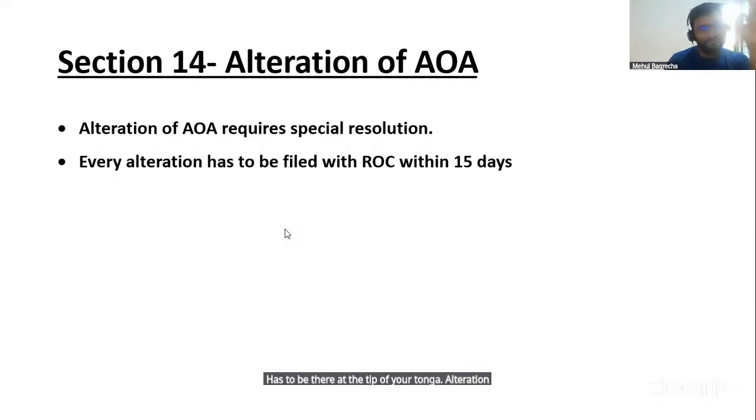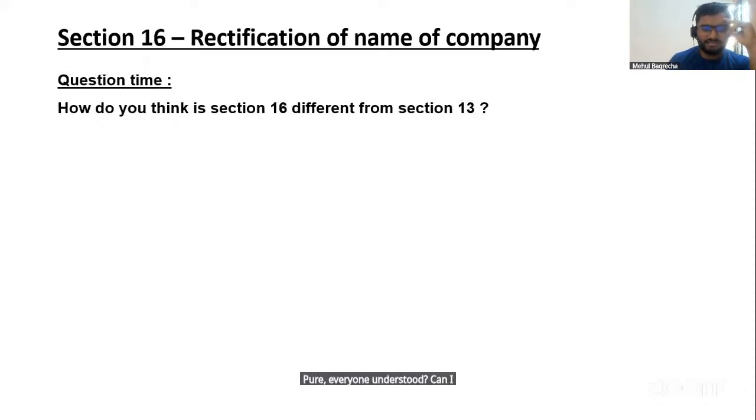Alteration of AOA, simple concept. Special resolution, file form MGT 14 within 15 days. 14 is the name of the form. Within 15 days, this has to be filed. Easy to remember. Clear, everyone? Understood? Can I continue? Yes, sir. Can I continue? Next.